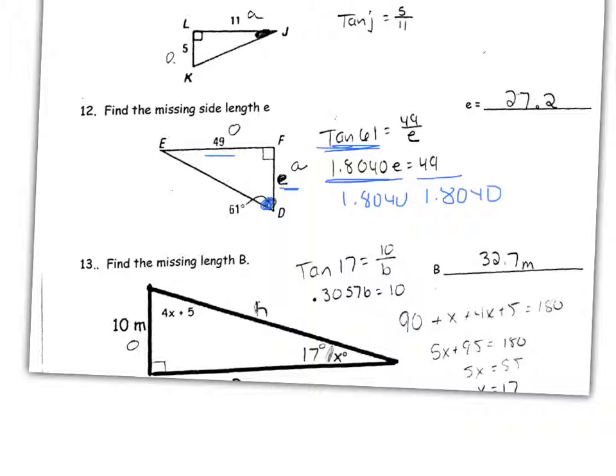And the level 4 question wasn't difficult if you remembered that the sum of 3 angles in a triangle is 180 degrees. So to be able to find B down here, you needed to have a side length and an angle. So you needed to find X first. So I did that by taking my 90-degree angle plus my X plus my 4X plus 5 and put it equal to 180, and then I solved for X. So now I know that this angle has a measurement of 17 degrees.